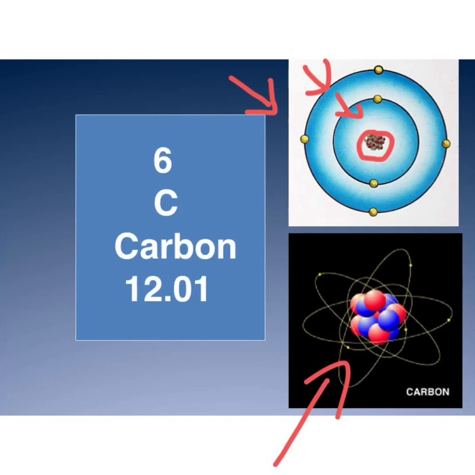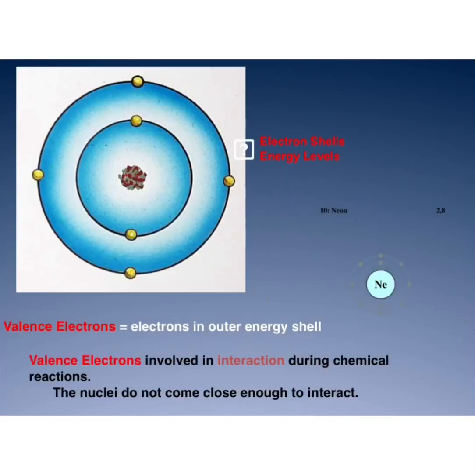But we use the Bohr model because it helps us with our understanding of the periodic table and why things are positioned in the groups they're in, and also why they're in the periods that they're in. If you were to look at carbon on our periodic table, you would see carbon is in row 2 and has 2 energy levels. As we mentioned in the previous slide, valence electrons are those electrons involved in the interaction during a chemical reaction. That's these electrons here, the ones on the outer energy level. These are the ones that are most important when you're dealing with the creation of compounds.